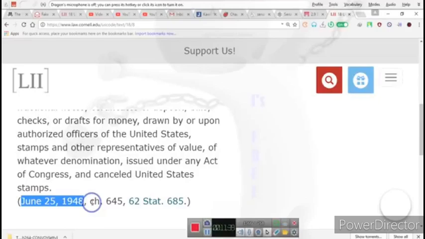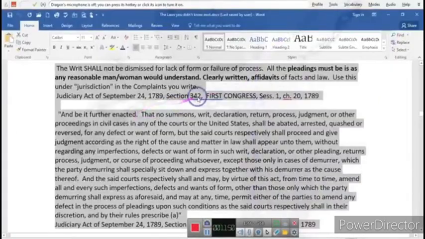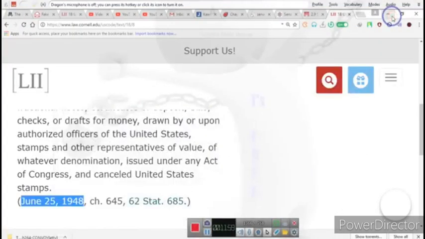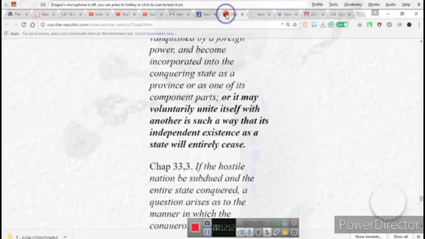The first Judiciary Act was 1789. First Congress, Judiciary Act, September 24th, 1789. Okay? So now that you have that, because I prove everything I say, this is the second Judiciary Act. Now they said any of these things under any act of Congress. Well, what's an act of Congress? Ladies and gentlemen, this was an act of Congress.